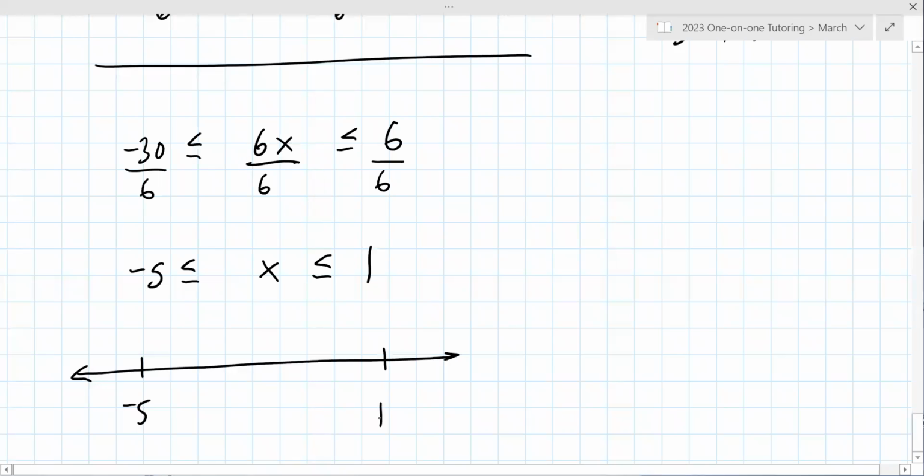They're both, yep, filled in. Yeah, they're both filled in. That's right, and then you're shading between them there. Yeah.